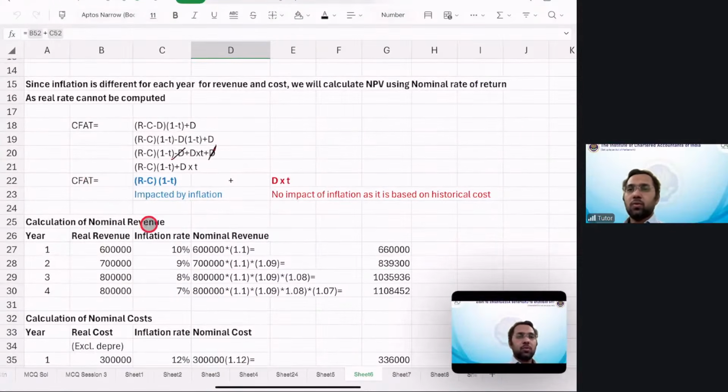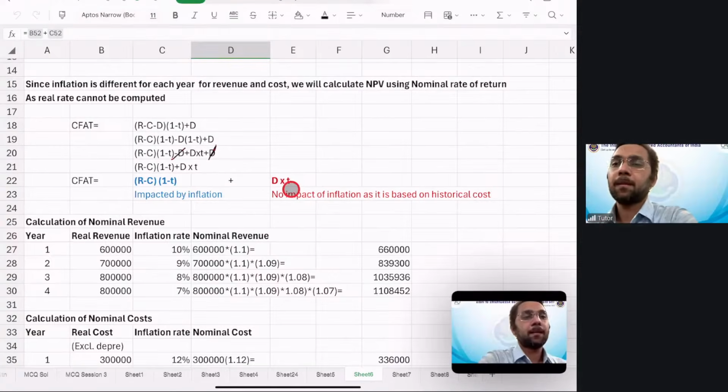So, when we look at the cash flow after tax component, we generally have revenue minus cost minus depreciation into 1 minus T plus depreciation. Okay, and then when we just open it all, it's revenue minus cost into 1 minus T plus depreciation into tax rate. Okay, so this particular part, which is the tax saving on depreciation, ideally there is no impact of inflation on it.